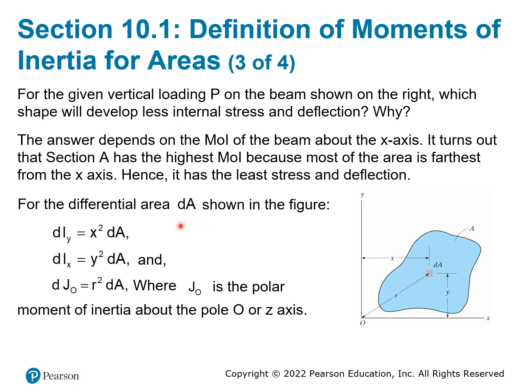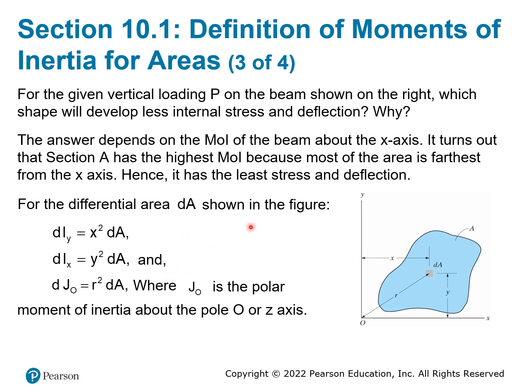Okay, so for the differential area, the dA, shown in the figure in the previous slide, they will be different, because when you do the cross-section area, you will find out it's going to be different. Now, section A has the highest moment of inertia because most of the area is loaded further from the x-axis, so the distance squared really matters a lot.